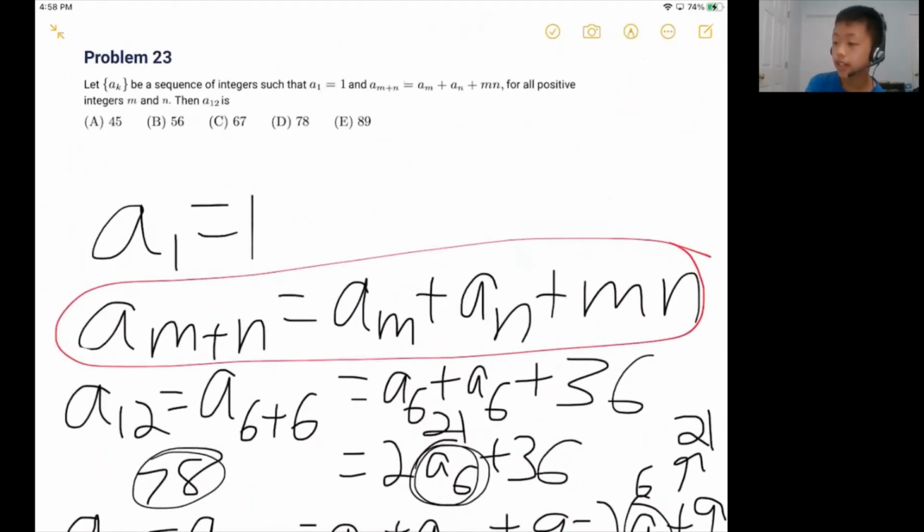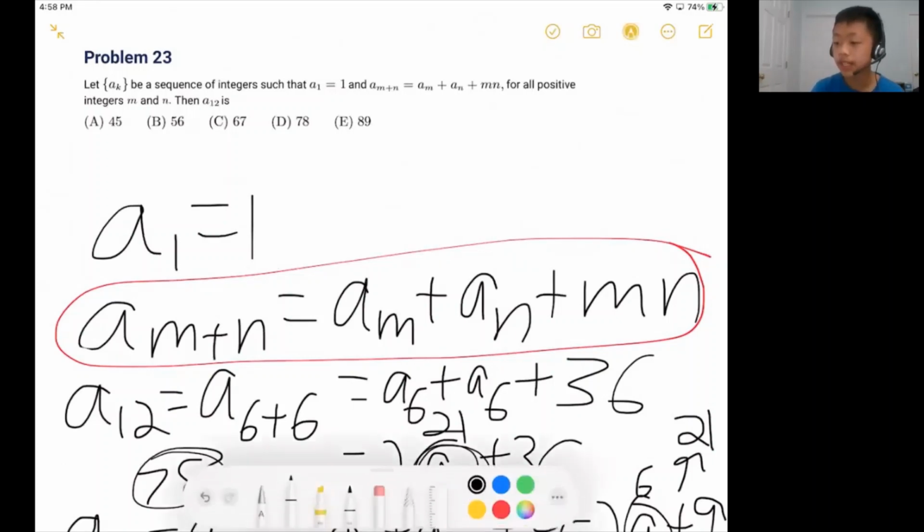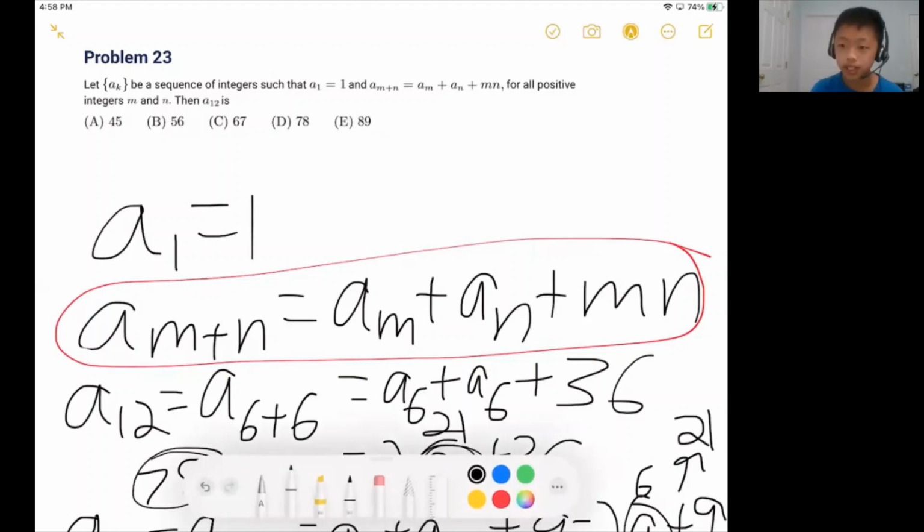So I think this question was actually not that bad, right? The main idea was you just plug in numbers, or not random. Notice that in this case, we said A12 equals A6 plus A6. Just know that you don't have to choose 6 plus 6. If you did A12 equals A9 plus A3 or something, you can choose any numbers that sum to 12. It turns out you will always get the same answer.